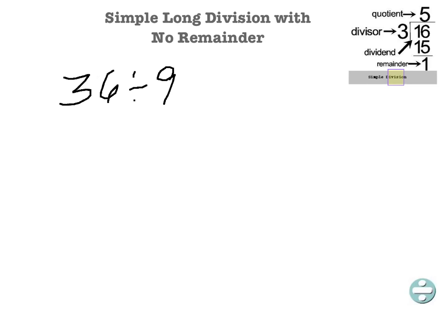As you can see, I've written the number sentence 36 divided by 9. So I'm going to draw my division sign. The thing you need to know is that you take the first number in this sentence and write it on the inside. That would be the 36. And the second number, the 9, goes on the outside. Again, whenever you see a division problem written as a number sentence, you always take the first number and put it on the inside, and the second number goes on the outside.